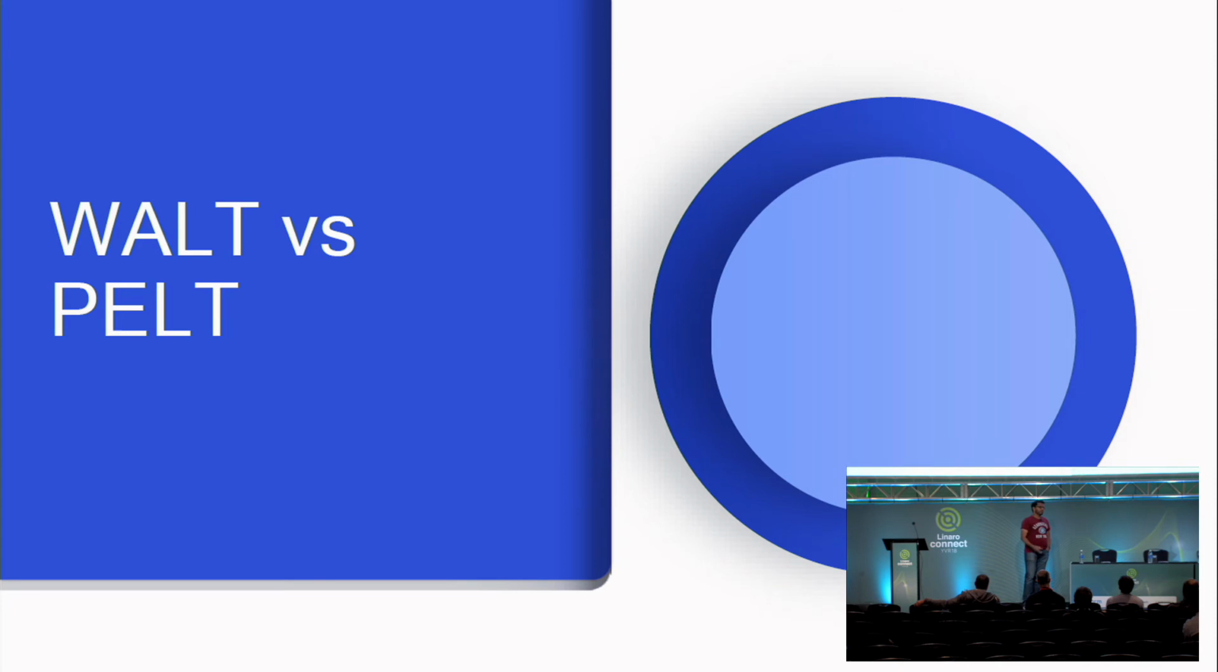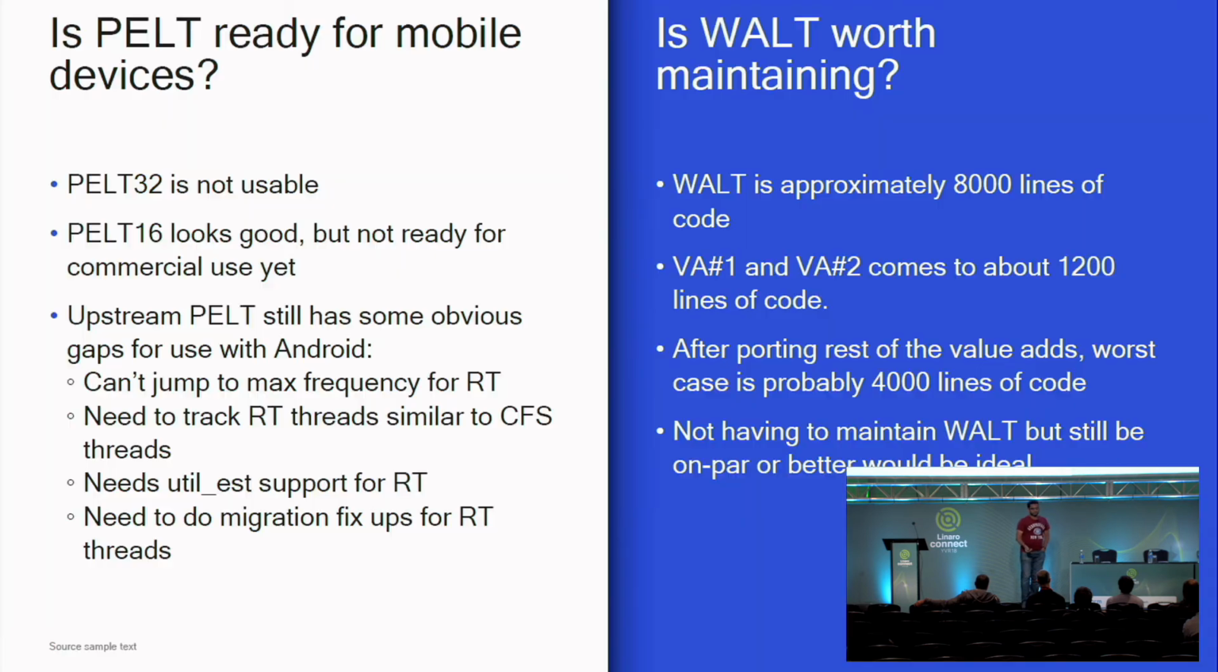So if you talk about WALT versus PELT comparison, if you ask us, is PELT ready for mobile devices yet? PELT 32 certainly isn't acceptable from our perspective, because all the previous slides I showed you were with PELT 16. If you made it PELT 32, performance is going to be a lot worse, so it wouldn't even come anywhere close to WALT. PELT 16 looks good, but it doesn't seem to be ready for commercial use yet, because some use cases are regressing in power. We need to figure it out.